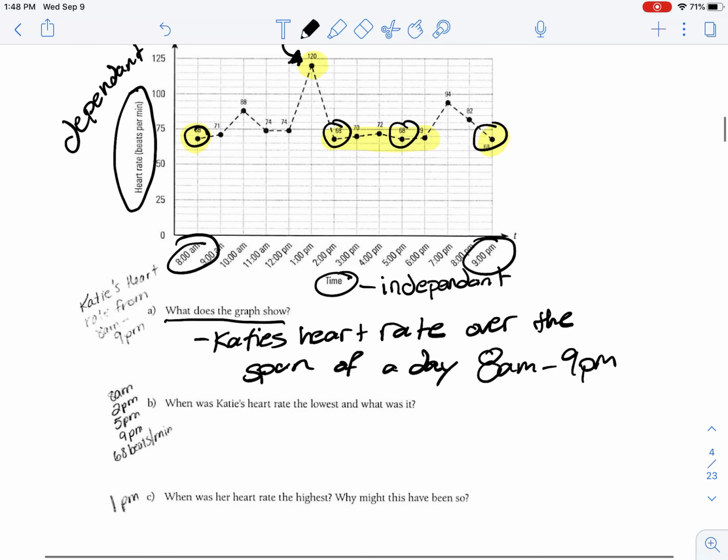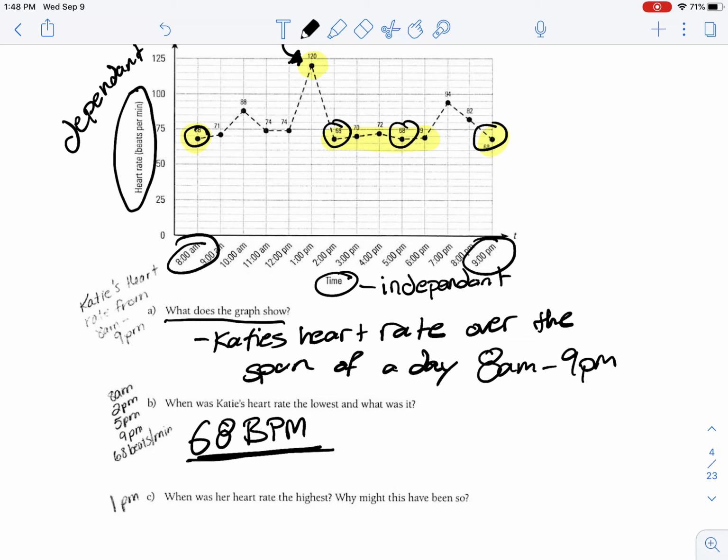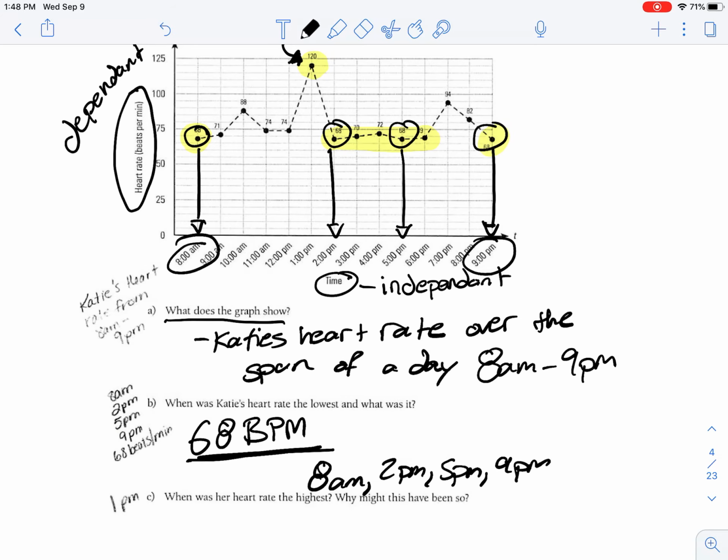So these guys, she had 68 beats per minute, okay? And these were the lowest. When were they the lowest? Well, that one was at 8 a.m., 2 p.m., 5 p.m., 9 p.m. So 8 a.m., 2 p.m., 5 p.m., 9 p.m.